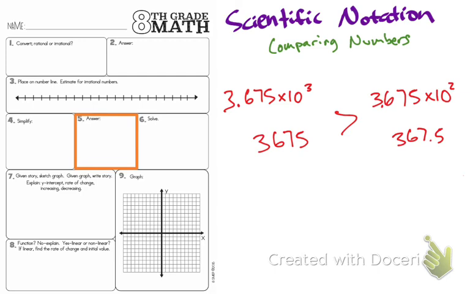If I were to change both of these numbers from scientific notation to standard form, I would end up with 3,675, or I would end up with 367.5, and we certainly know that 3,675 is greater than 367.5. Let's do another comparison here.